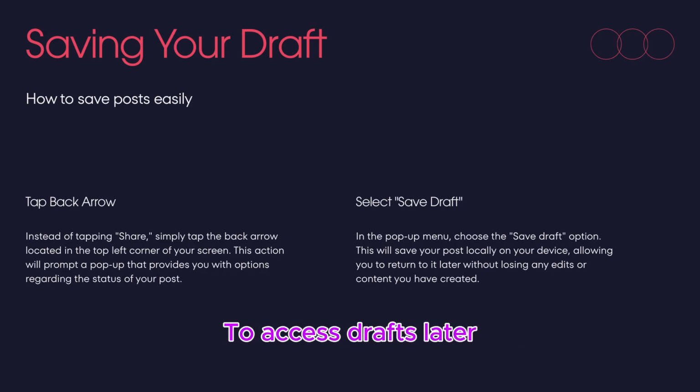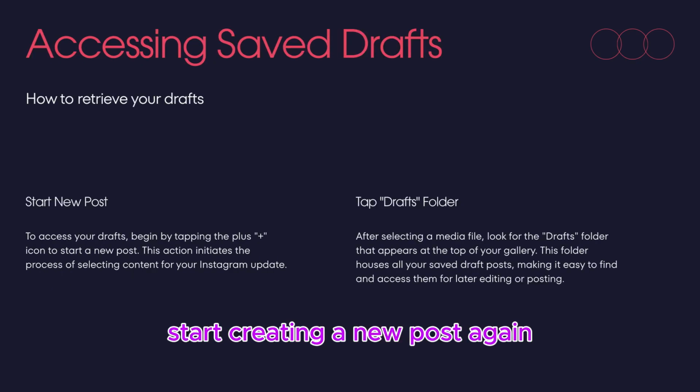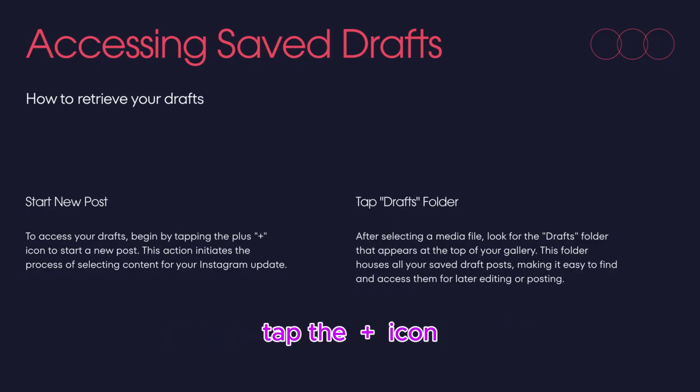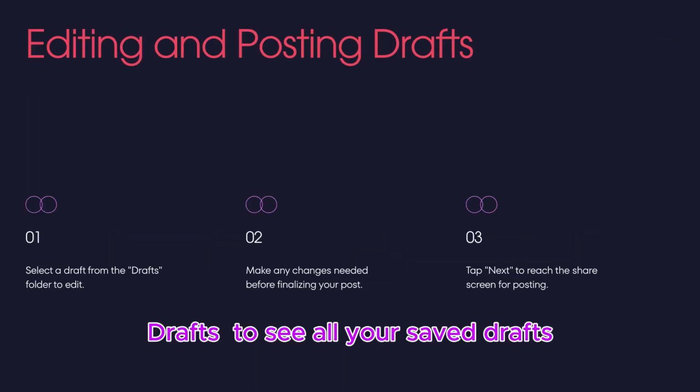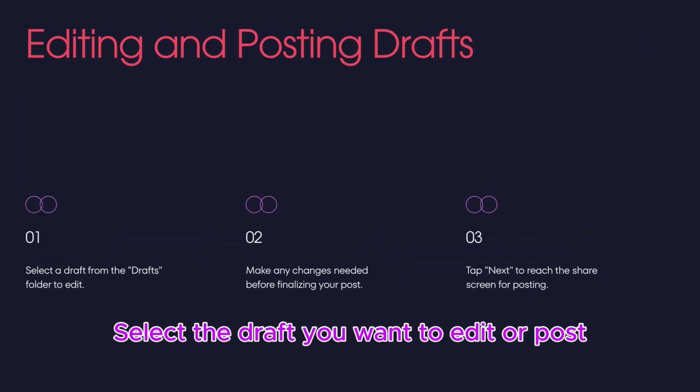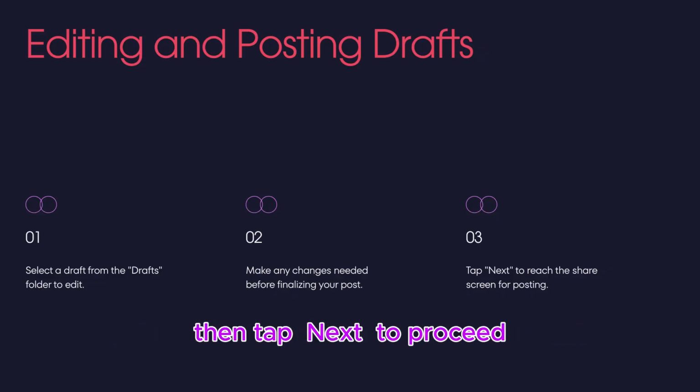To access drafts later, start creating a new post again, tap the plus icon. After selecting media, you will see a drafts folder at the top of your gallery screen. Tap drafts to see all your saved drafts. Select the draft you want to edit or post. You can make changes, then tap next to proceed to the final share screen.